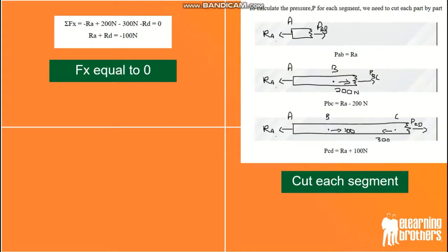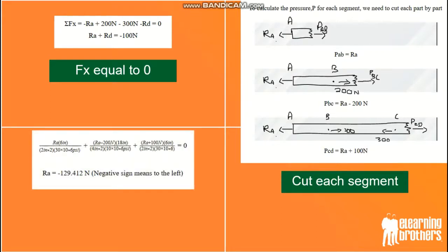Alright, to calculate the internal force, we cut between A and B and then calculate PAB and get it in terms of RA, making sure the internal force is directly opposite to the reaction force at A. Make each part and equate it with RA, so we will get an equation that we can use later on.